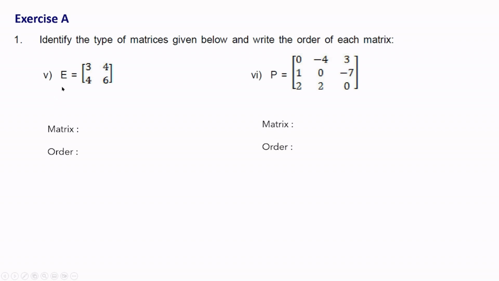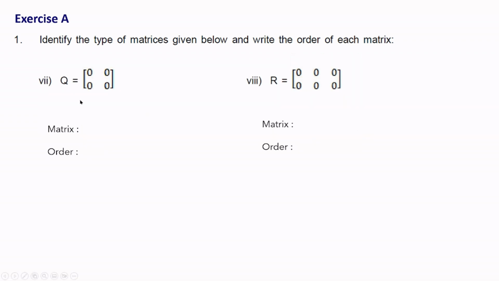The next matrix has an equal number of rows and columns. So it is a square matrix. And this matrix has got 2 rows and 2 columns. So the order is 2 by 2. The next matrix again has an equal number of rows and columns. So it is a square matrix and it has got 3 rows and 3 columns. Order is 3 by 3.